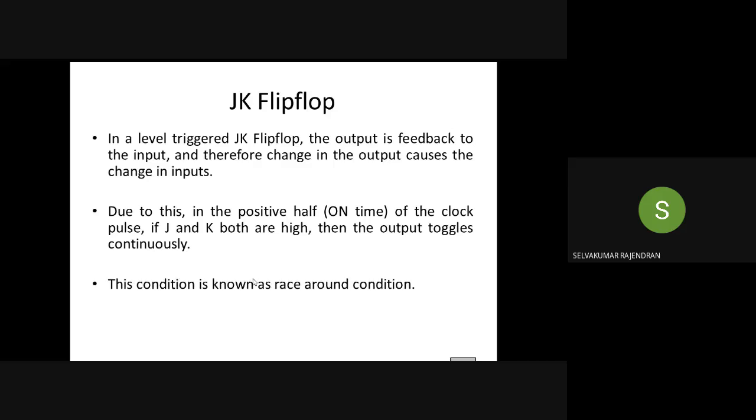That is one limitation of JK flip-flop. This condition is nothing but the race around condition. Race around condition means Q and Q bar race; both will try to win the race. That means both will try to get logic 1.